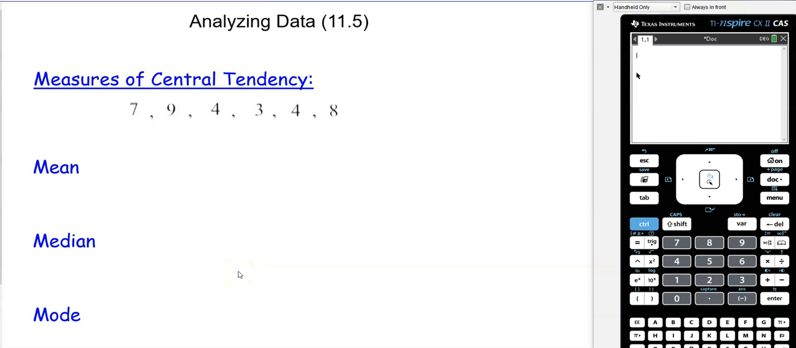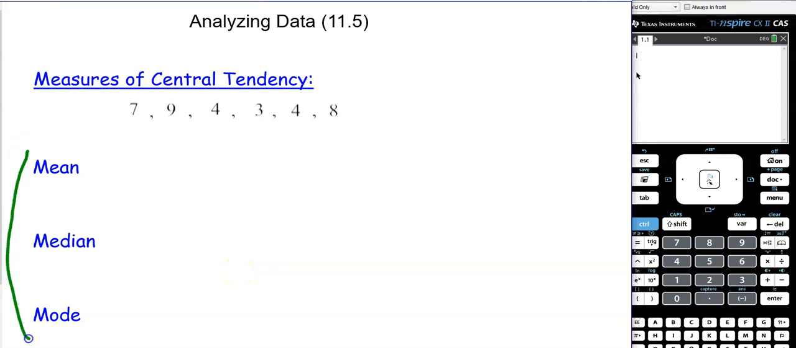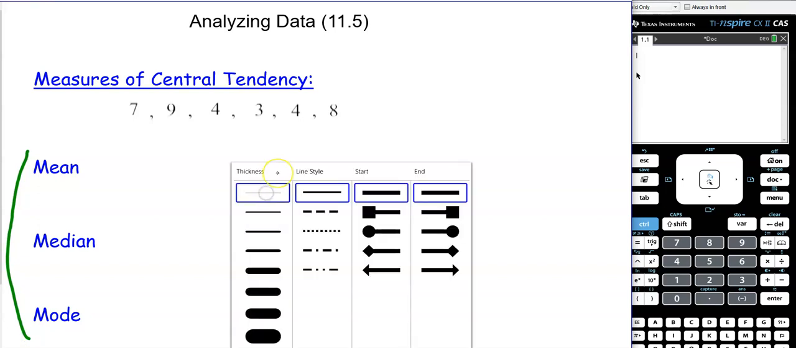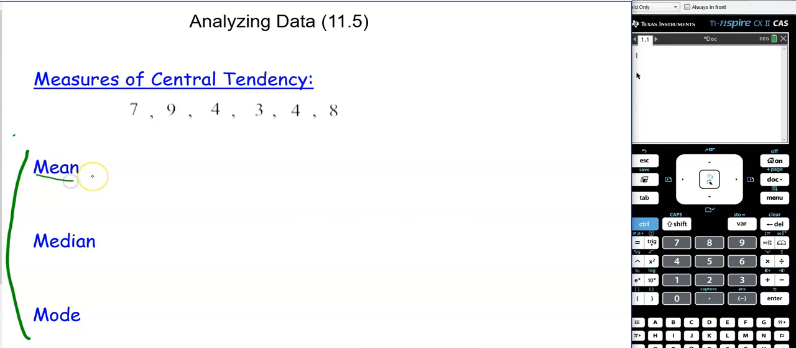Okay, so these three things are called measures of central tendency. So the mean, median, and the mode. You're probably somewhat familiar with these. The mean, I think you know how to find.